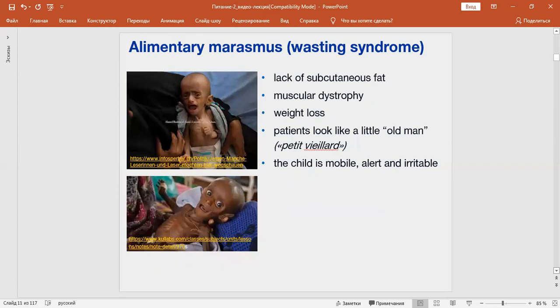Alimentary marasmus, or wasting syndrome, is due to deficiency of proteins and calories and is common in infants under 1 year of age. The symptoms of marasmus are lack of subcutaneous fat, muscular dystrophy, and weight loss to 60% of the regional standards. Patients look like a little old man; the child is mobile, alert, and irritable.